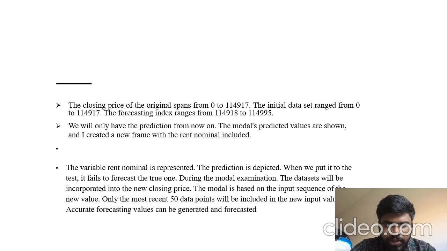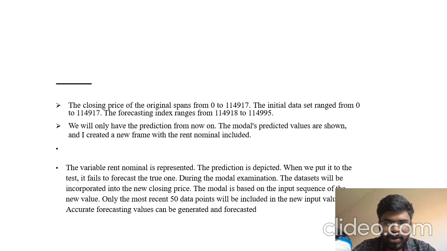The closing price of the original data ranges from 0.02 to 114917. The initial data set ranges from 0 to 114917. The forecasting index ranges from 114912 to 114995. We will only have the prediction from now on.